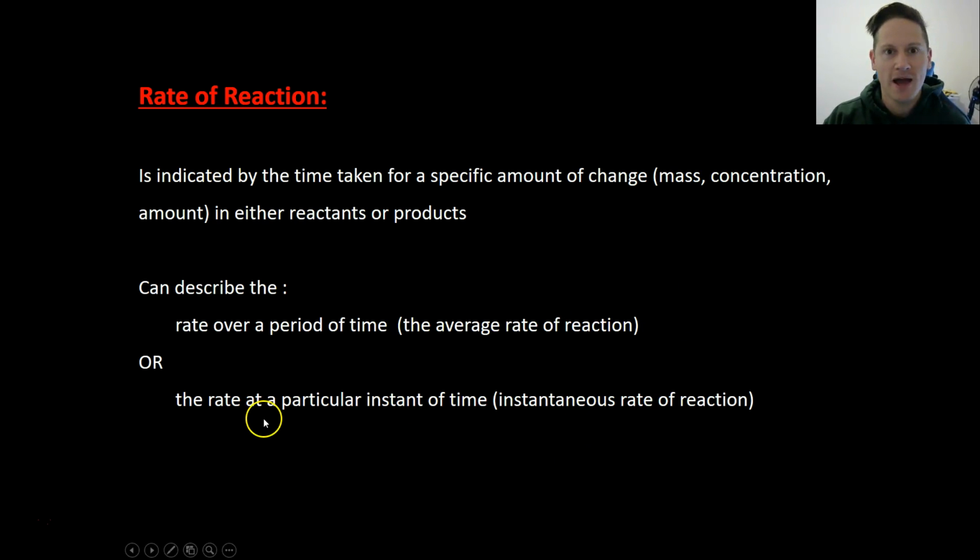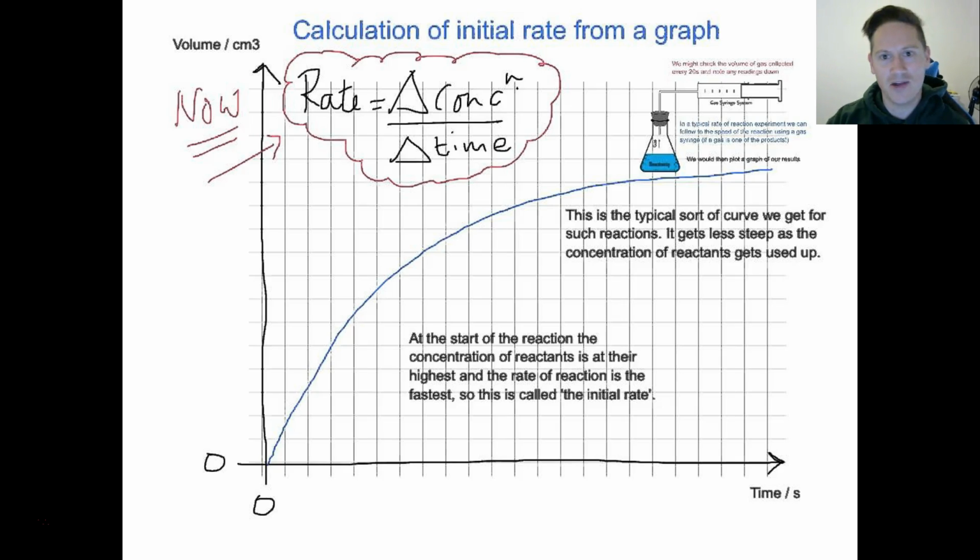So we can describe the rate over a period of time, which is referred to as the average rate of reaction, or during a chemical reaction, if we're tracking the amount of substance, we can talk about the rate at a particular instant in time, which is referred to as the instantaneous rate of reaction.